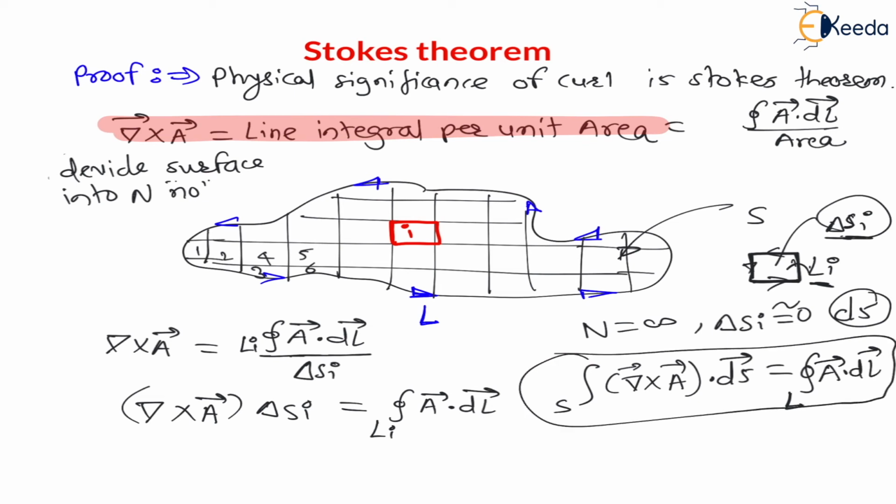This is the Stokes theorem. Now let us understand how we can write it like this. See, this term writing is very important. This term leads into this term. Why or how? Let us understand.